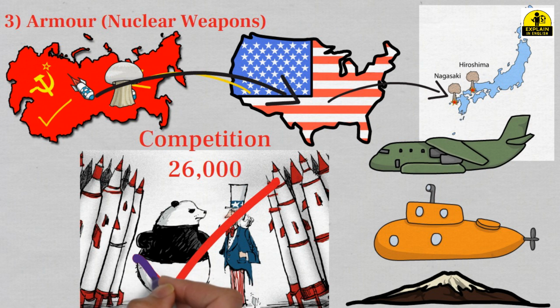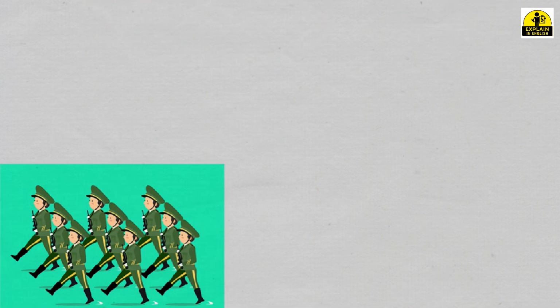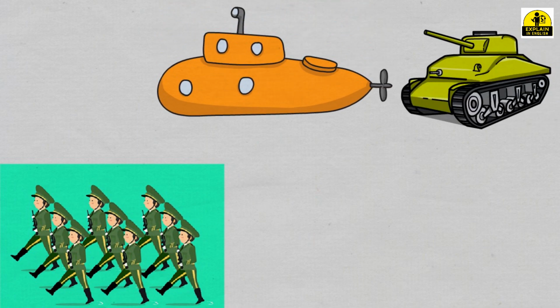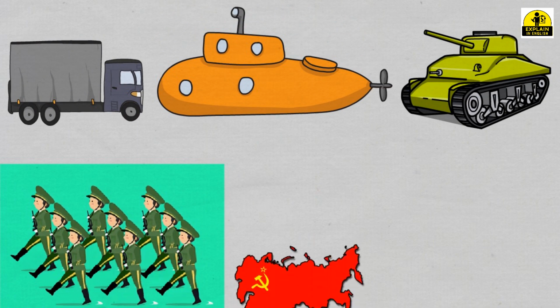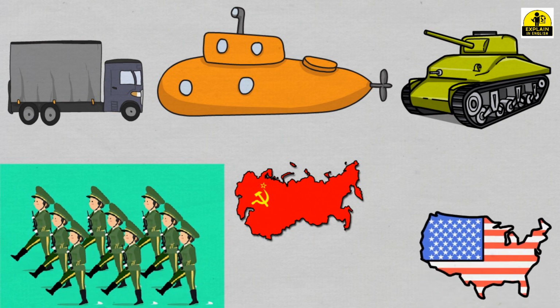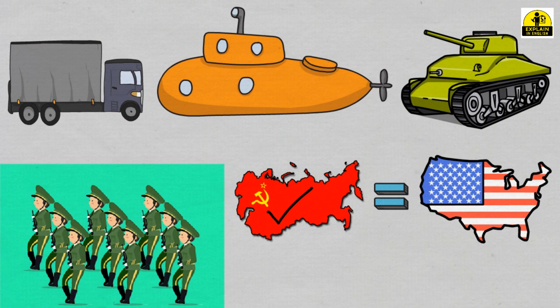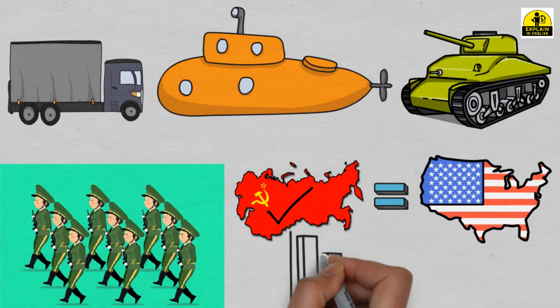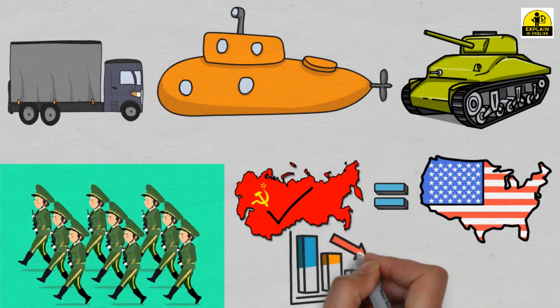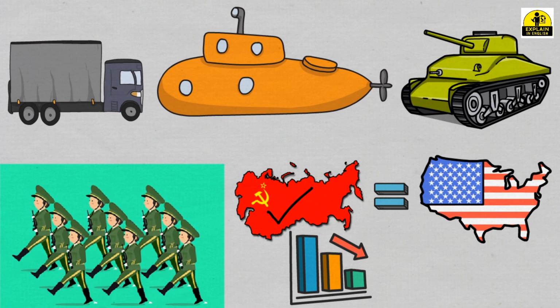Apart from this, both countries were heavily investing to strengthen their armies and hoard defense vehicles such as tanks, submarines, and other vehicles. In this armor competition, the USSR gave equal competition to America, but the USSR also had to pay a heavy price. The economy of the USSR was declining, and their deposits were slowly depleting.